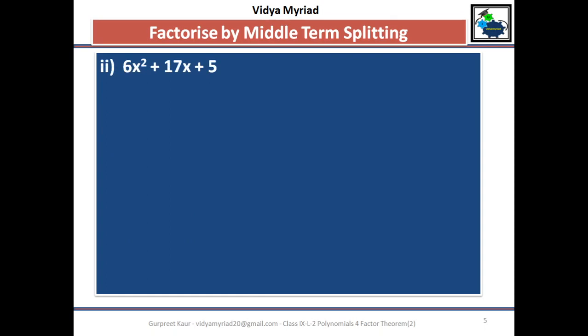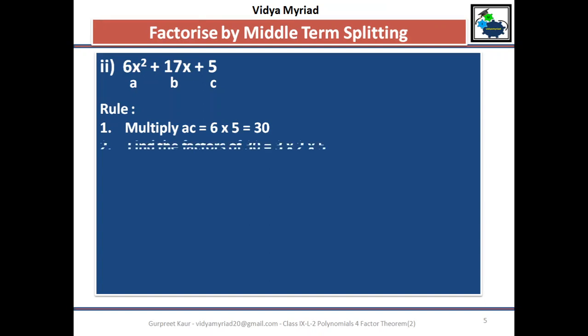Now I have 6x square plus 17x plus 5. Name it as ABC. Then again, what will I do? Multiply AC. What is my A? 6. What is my C? 5. So 6 into 5 is 30. The next step is to find their factors. So 3 into 2 is 6, and 6 fives are 30.